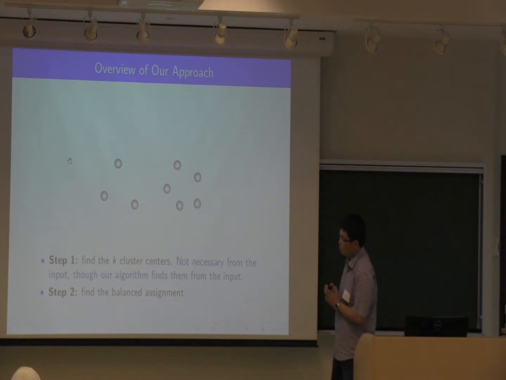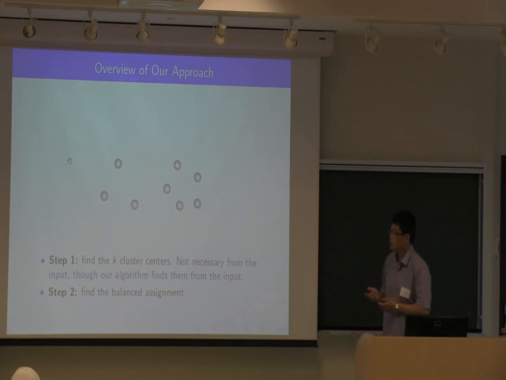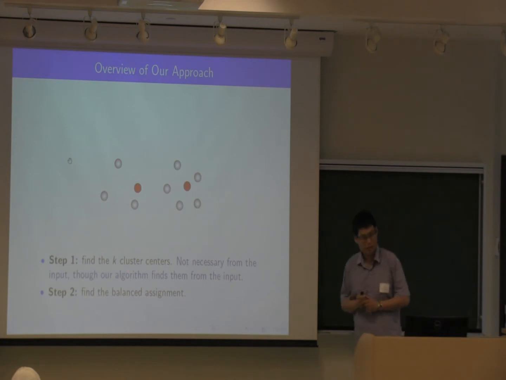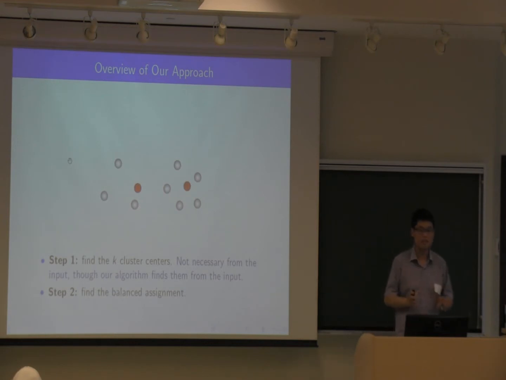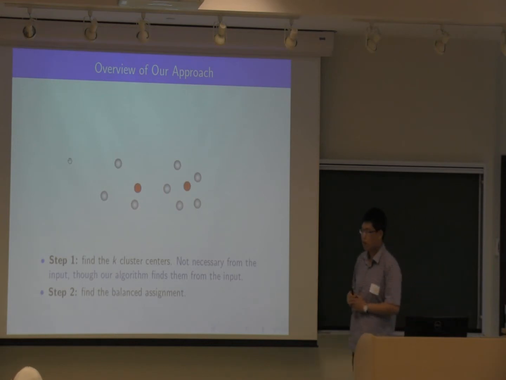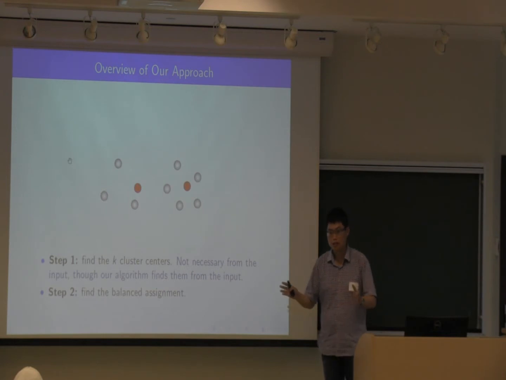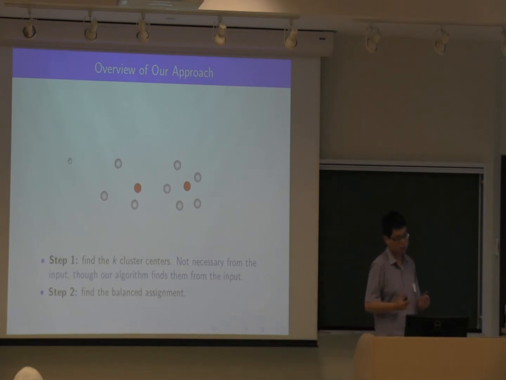We have two steps. For step one, we determine the locations of the K cluster centers. One thing I want to emphasize here is that the cluster centers are not necessarily from the input, because we are in the continuous Euclidean space. So the cluster centers could be located at any position in the space. And then, based on the obtained cluster centers, we determine a balanced assignment to minimize the objective, the maximum radius. Okay, so next let me talk about these two steps separately.